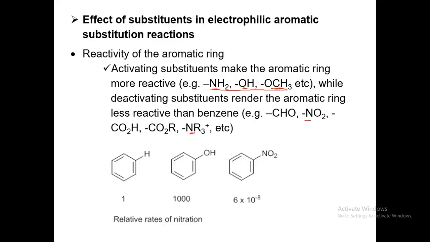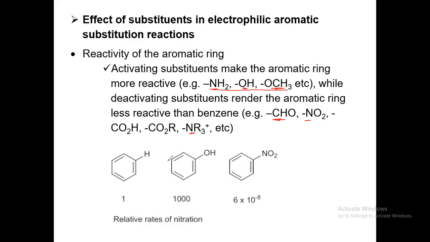Then we have other substituents that we call deactivating substituents. They render the aromatic ring less reactive. Examples worth keeping: this is the aldehyde functional group, nitro, this is carboxylic acid, this is an ester, this is a quaternary ammonium. These are all deactivating groups. So once this is on any ring, it makes the aromatic ring less reactive. Very simple. Good.